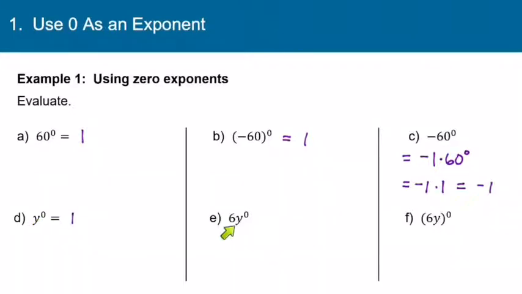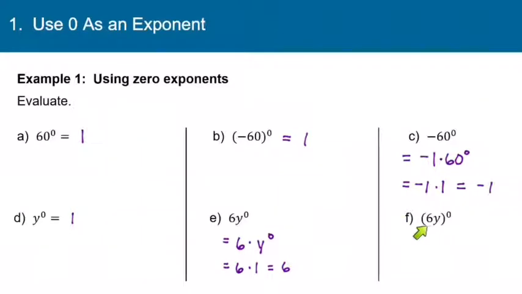And then let's look at part E. Here we have 6 times y to the 0 power. So let's write it with a multiplication dot in between, just to emphasize the fact that the base here is y. So any base to the 0 power is 1. So this is going to become 6 times 1, which of course is 6.